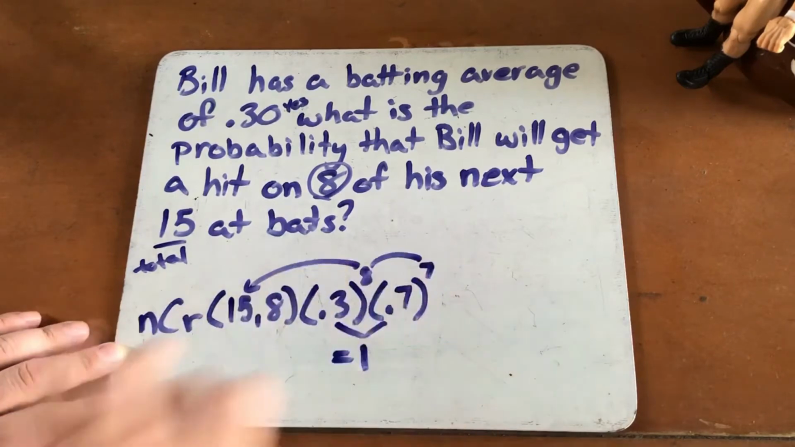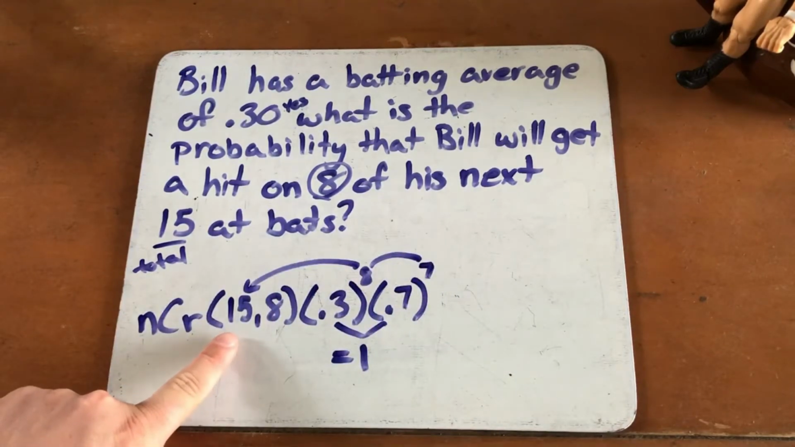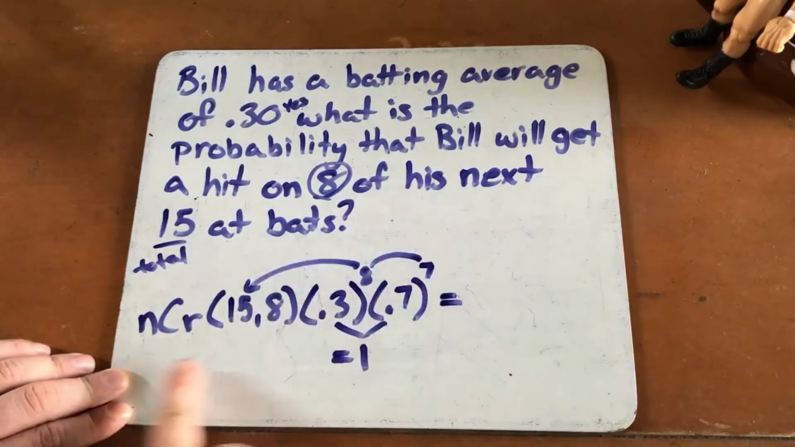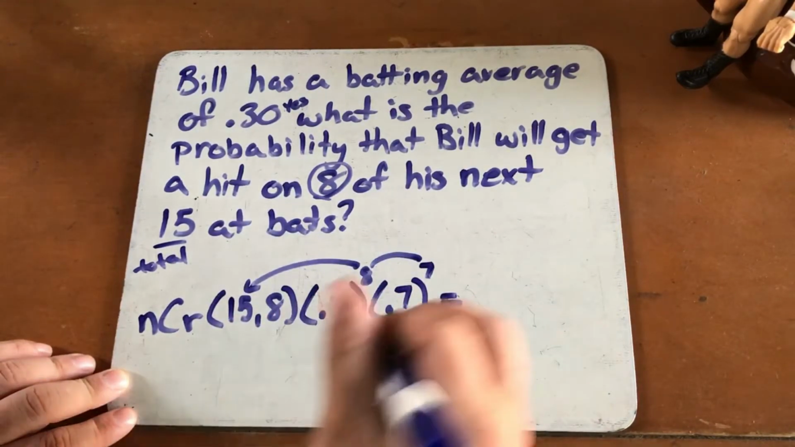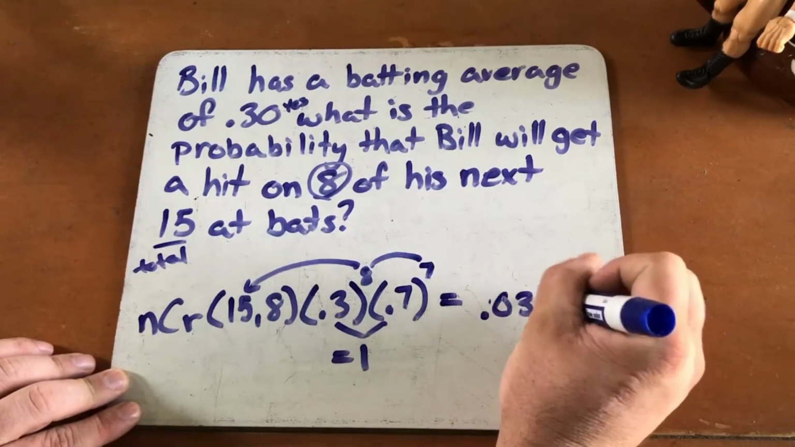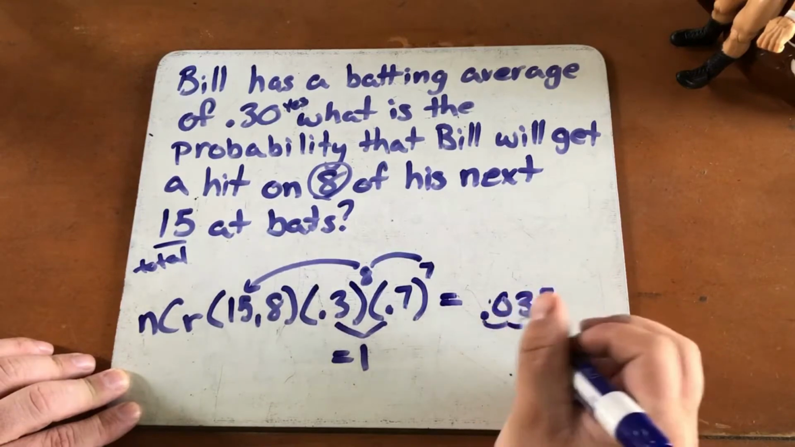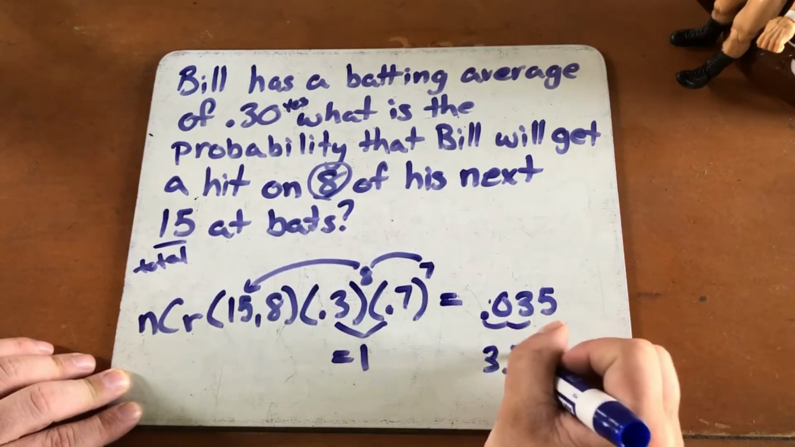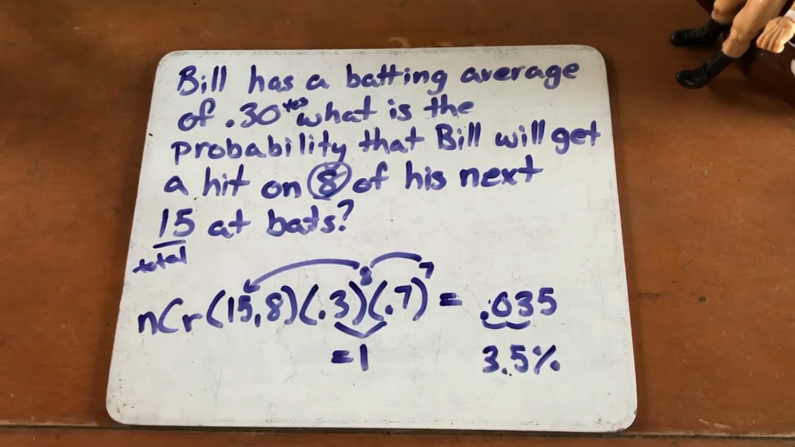These two numbers don't always add up to 15, but they add up to whatever the total number of events is. When I type this into Desmos, I find out that this probability is 0.035. If I convert it to a percentage, I move my decimal 2 units to the right, and that gives me 3.5%. So Bill has a 3.5% chance of getting 8 hits out of his next 15 at-bats.